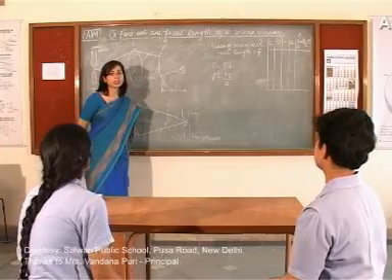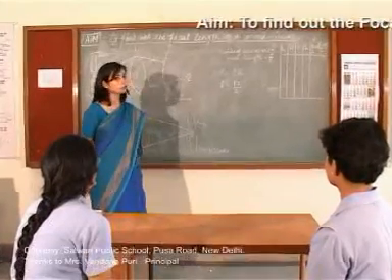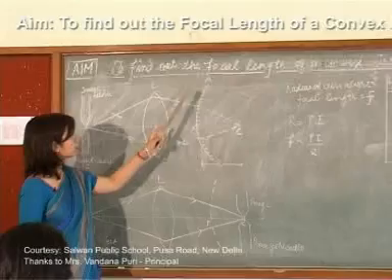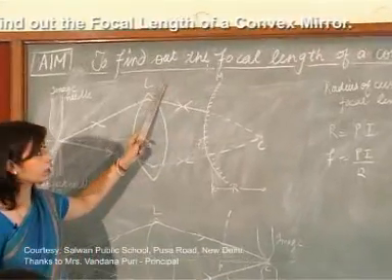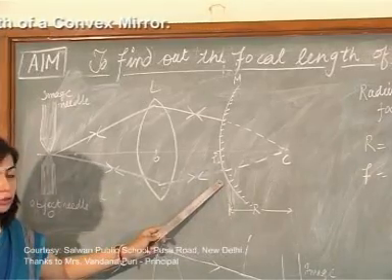Now welcome students to yet another experiment in optics. Today we will be finding out the focal length of the convex mirror. So our aim is to find out the focal length of the given convex mirror. The ray diagram is as follows.